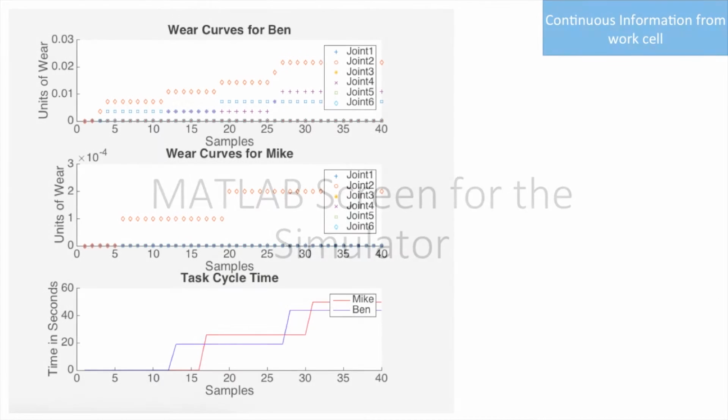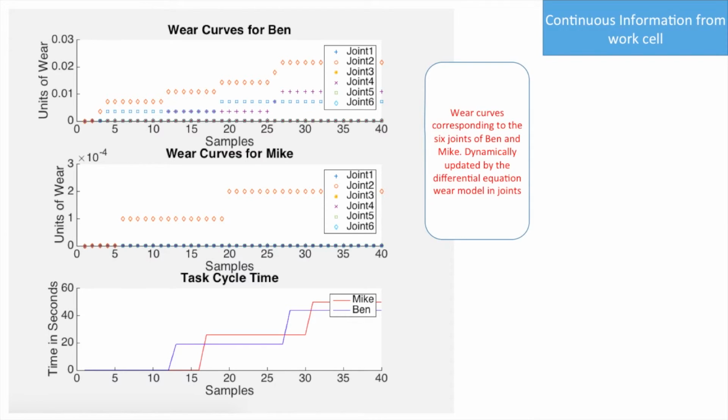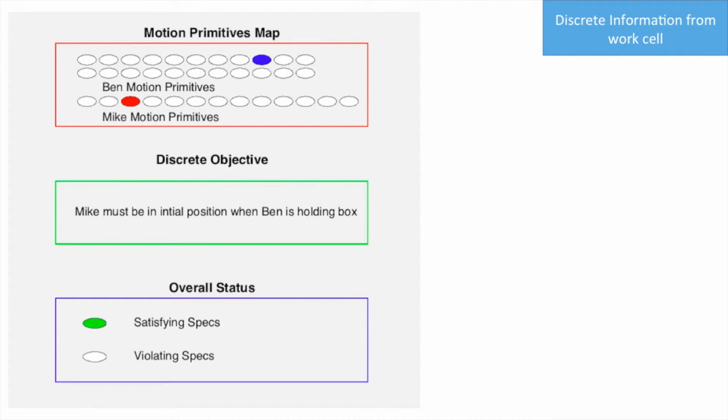In this section, we'll look at the contents of the MATLAB display screen. The screen has two main sections. The first one, that we call a continuous information section, logs the continuously changing data from the work cell. These include the wear of the 6 joints in each robot and the task completion time of the 2 robots.